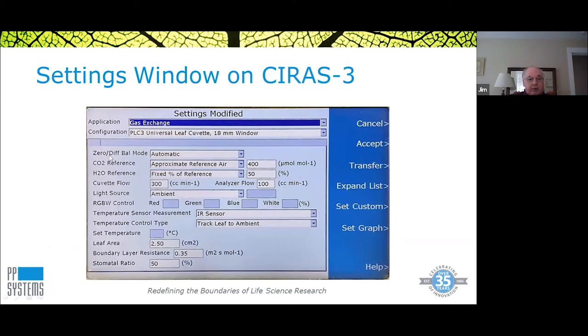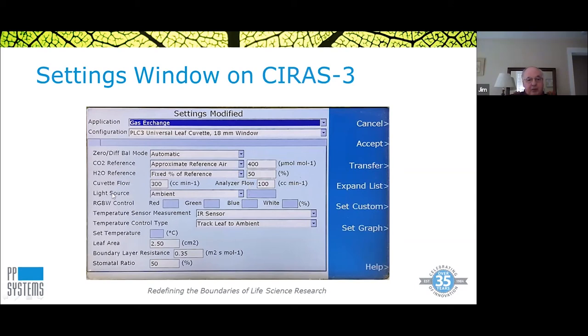And as we went through, your zero differential balance mode is going to be automatic. Your CO2 reference is going to be approximate reference air, and you pick the value. Your water reference is going to be a fixed percent of reference, and you pick your value. Your cuvette flow rate is whatever is appropriate for your leaf. Analyzer flow, I just leave that at 100, which is normally the way it runs.